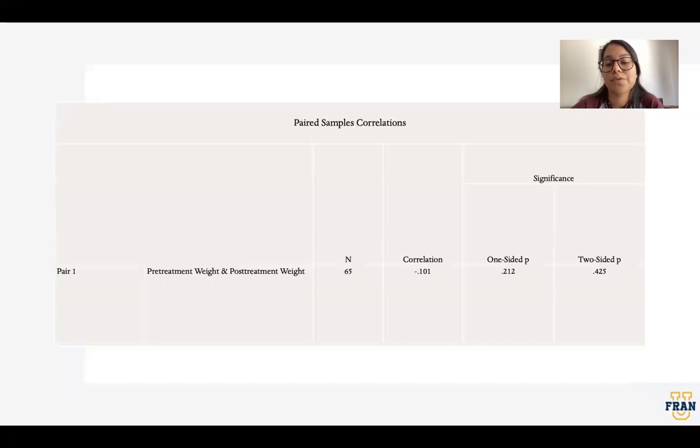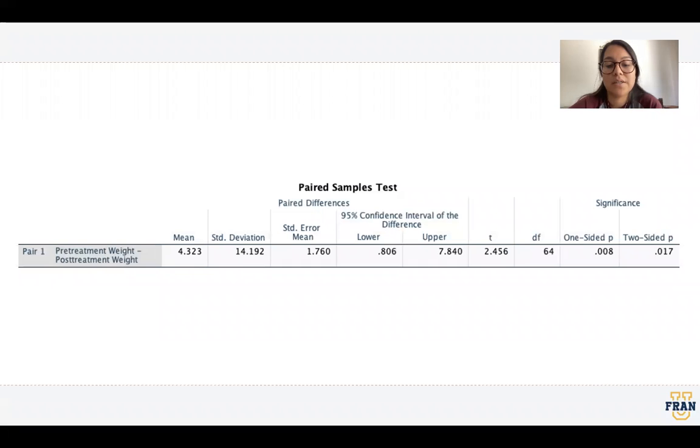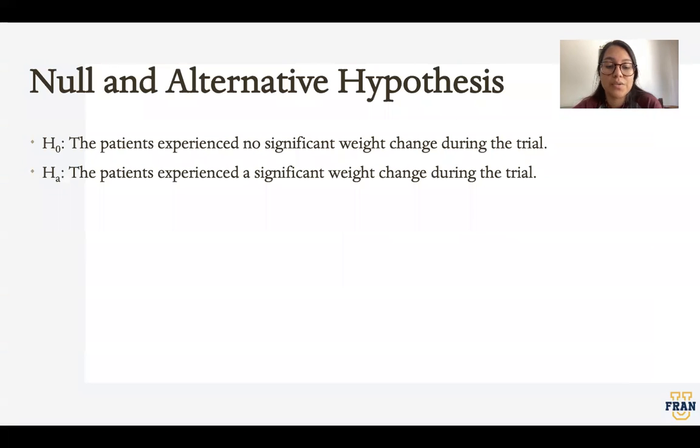The correlation showed a two-sided p-value of 0.2425, and the paired samples test was run, so the 95% confidence interval revealed a lower value of 0.806 and an upper value of 7.84. So the two-sided p-value was equal to 0.017 with a t-value equal to 2.456. And the mean difference of the pre-treatment and post-treatment weight was equal to 4.323. So the null hypothesis was rejected.